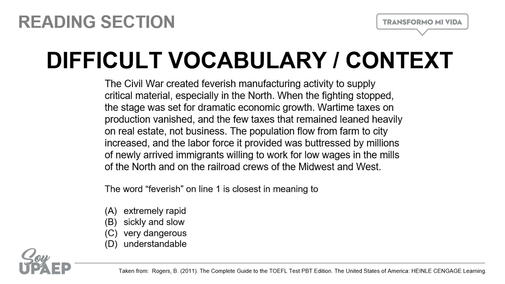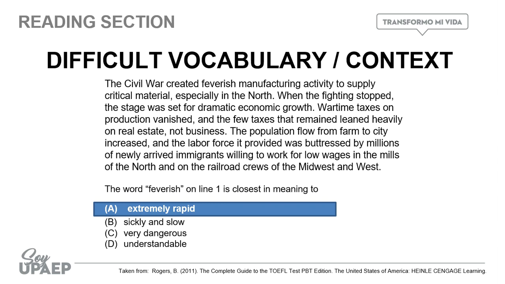Okay, let's look at another example. In this case, the question says, the word feverish on line 1 is closest in meaning to. So remember to identify the word on the line that they gave to you. In this case, line 1. We don't know what the word feverish is. We cannot use a dictionary. We cannot ask the teacher. So we read, the Civil War created feverish manufacturing activity to supply critical material, especially in the north. By reading the context, we can determine that the word feverish is extremely rapid. So, this is a way in which we can use context in order to determine the meaning of difficult vocabulary on the reading section of the TOEFL test.